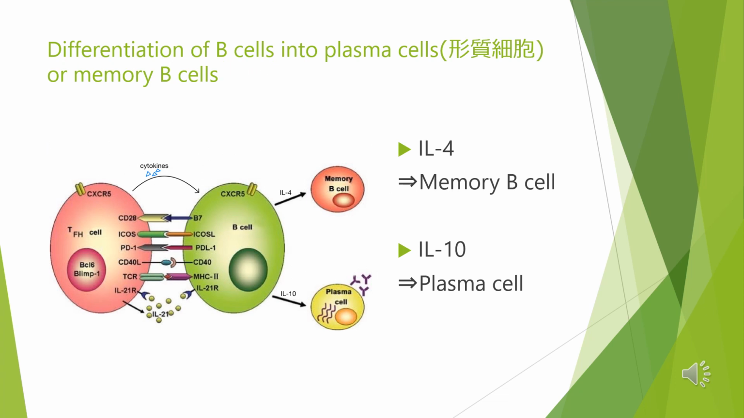First, I will talk about the differentiation of B cells into plasma cells and memory B cells. TFH cells produce cytokines when bound to B cells. The type of cytokine determines what the B cell will differentiate into. When IL-4 is produced, B cells differentiate into memory B cells, and when IL-10 is produced, B cells differentiate into plasma cells. In this way, TFH cells regulate B cell differentiation.